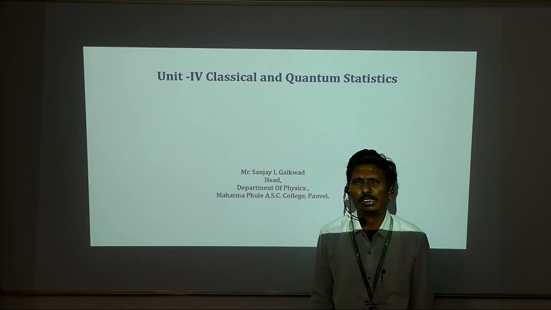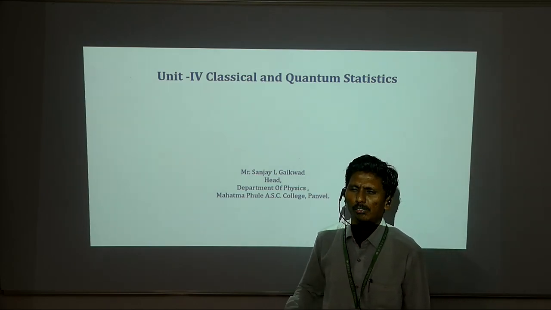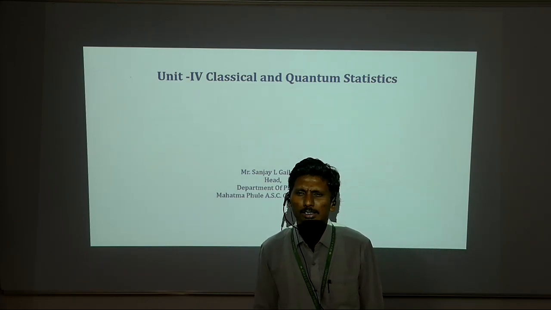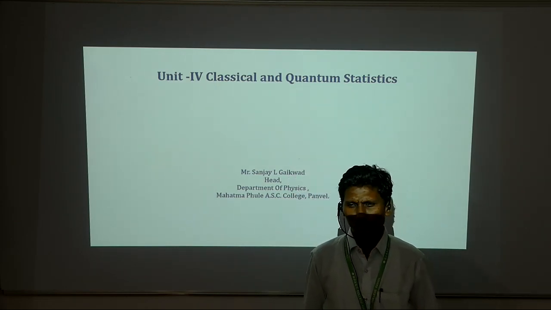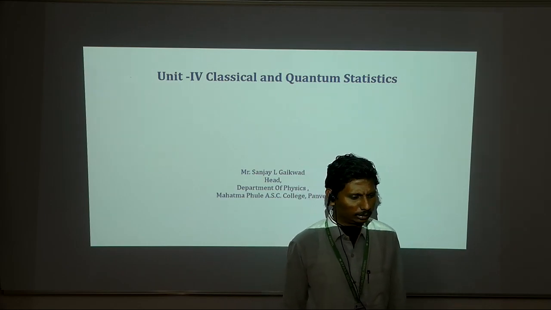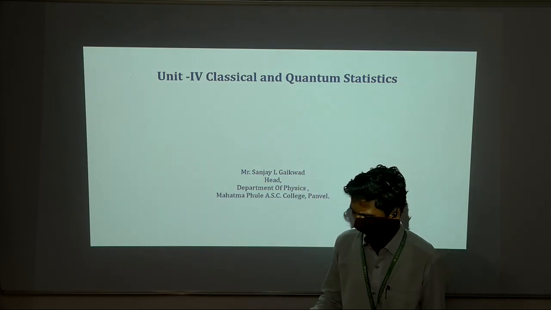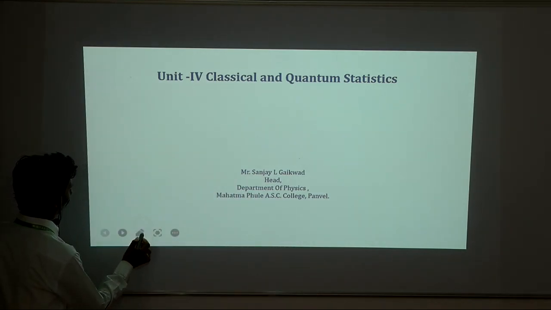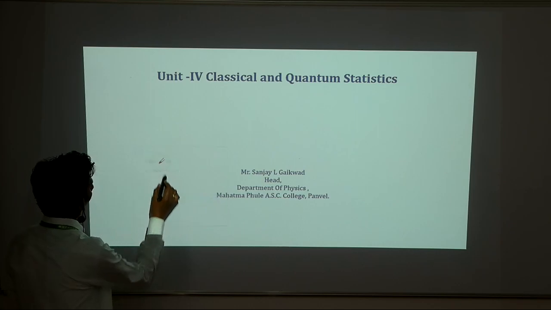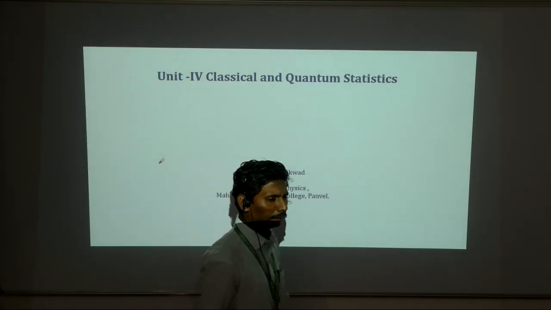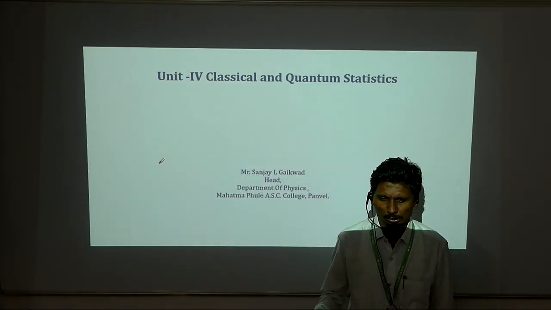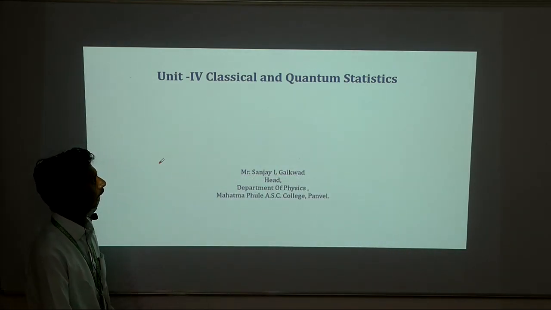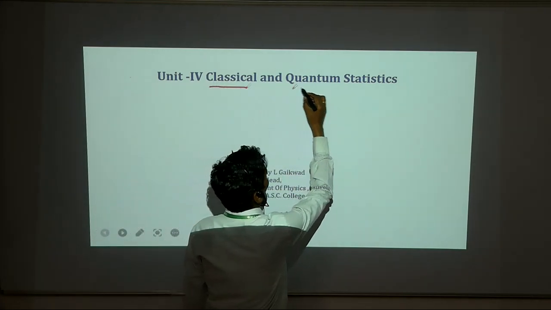Generally in statistical physics we study physics with the use of statistical principles, and generally the particles are divided into two groups here: classical statistics and quantum statistics. On the basis of their properties, behavior or importance, we classify the particles into different classes like classical and quantum statistics.